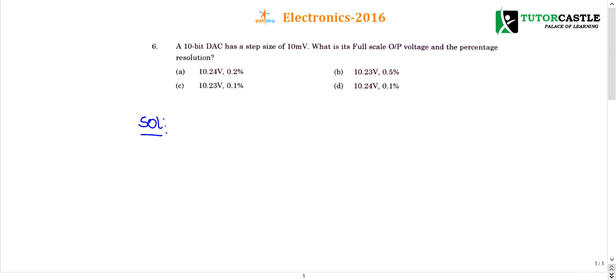So before going to solve this question, let us learn a few formulas. First one, full scale output. FSO is given by 2 power n minus 1 into step size.